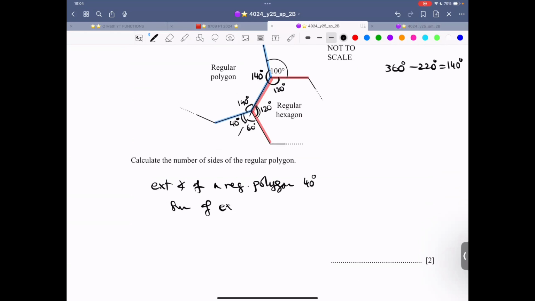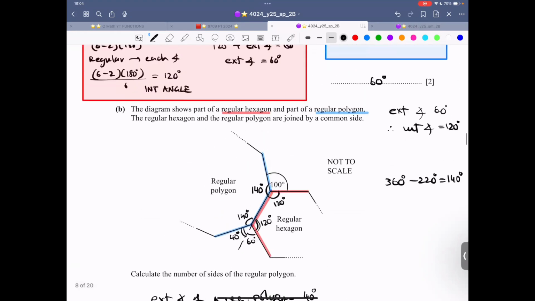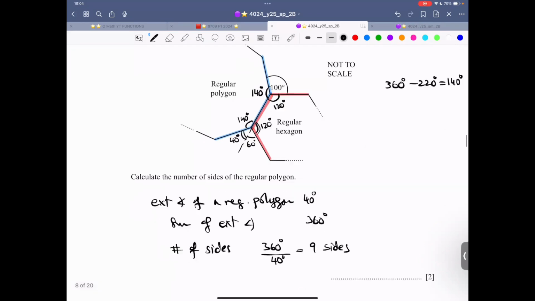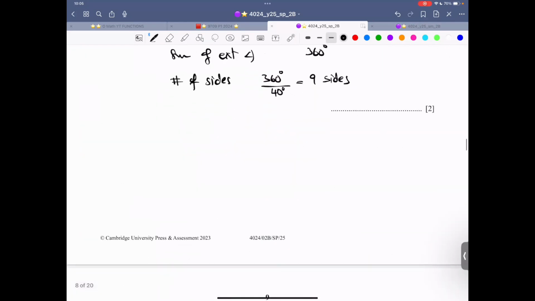Sum of exterior angles is 360 degrees. Therefore, number of sides is 360 divided by each angle. That is how much? 9. So there are 9 sides. That's the number of sides. Got it? I can even use this formula and work it out.